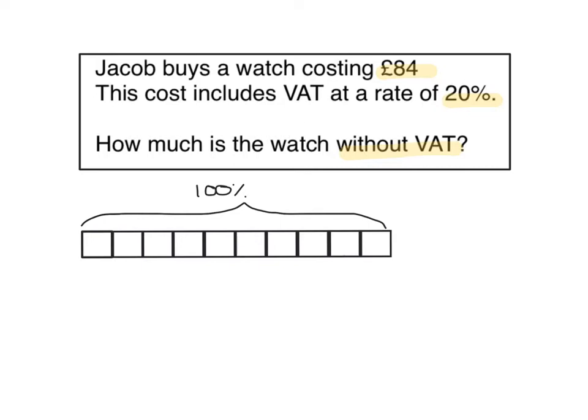Now, it says that the cost includes VAT at a rate of 20%. So this was the watch before VAT, and then 20% is added to get the total cost. So I need to copy two of these boxes and pop them on the end. So I've added that 20% on, which means now everything here is actually 120%.